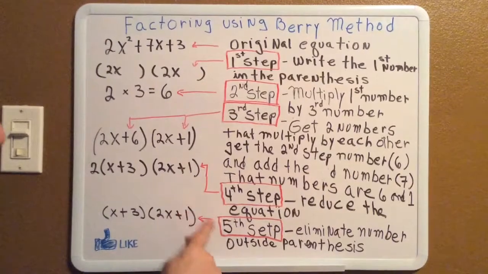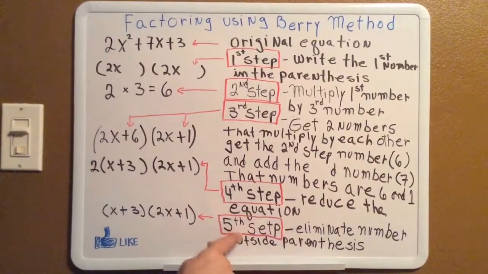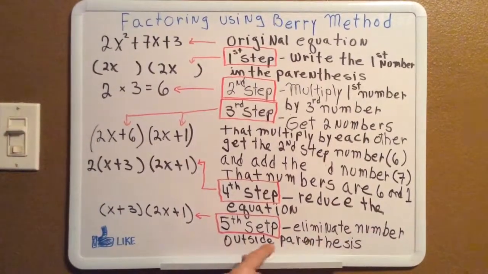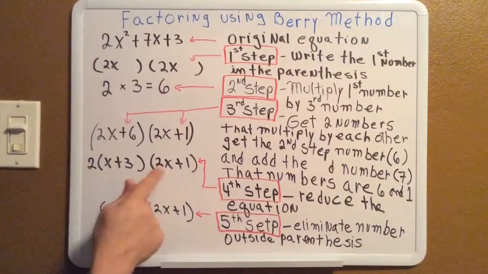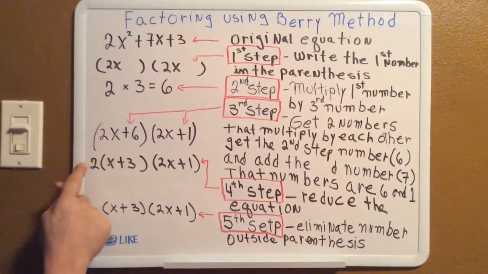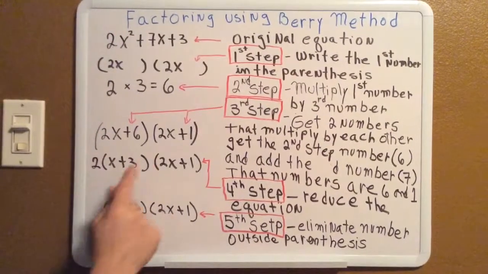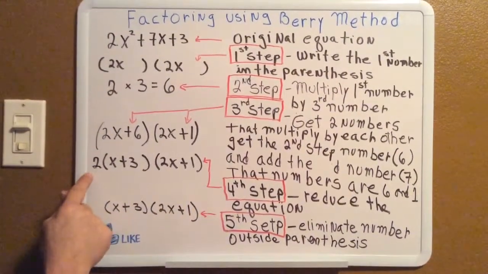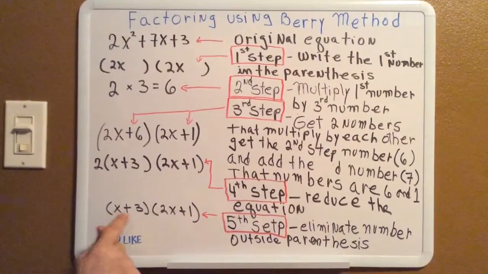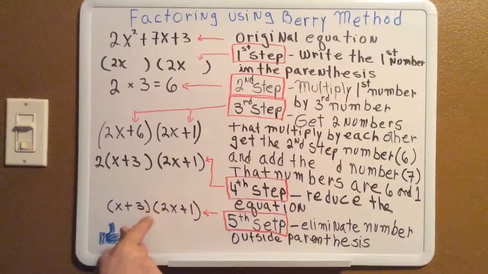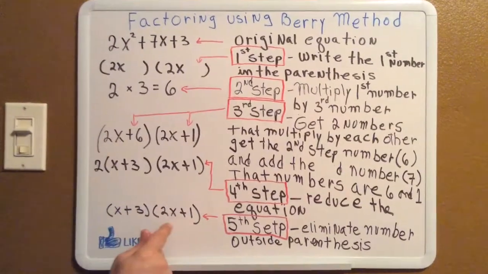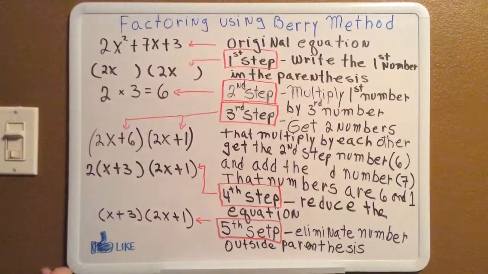And now we move to the fifth step. The fifth step says that we have to eliminate the number outside the parentheses. In this example, the number outside the parentheses is the number 2, our common factor. Now, having eliminated this number outside the parentheses, we have our two factors, x plus 3 multiplied by 2x plus 1. Those will be the factors of our original equation.